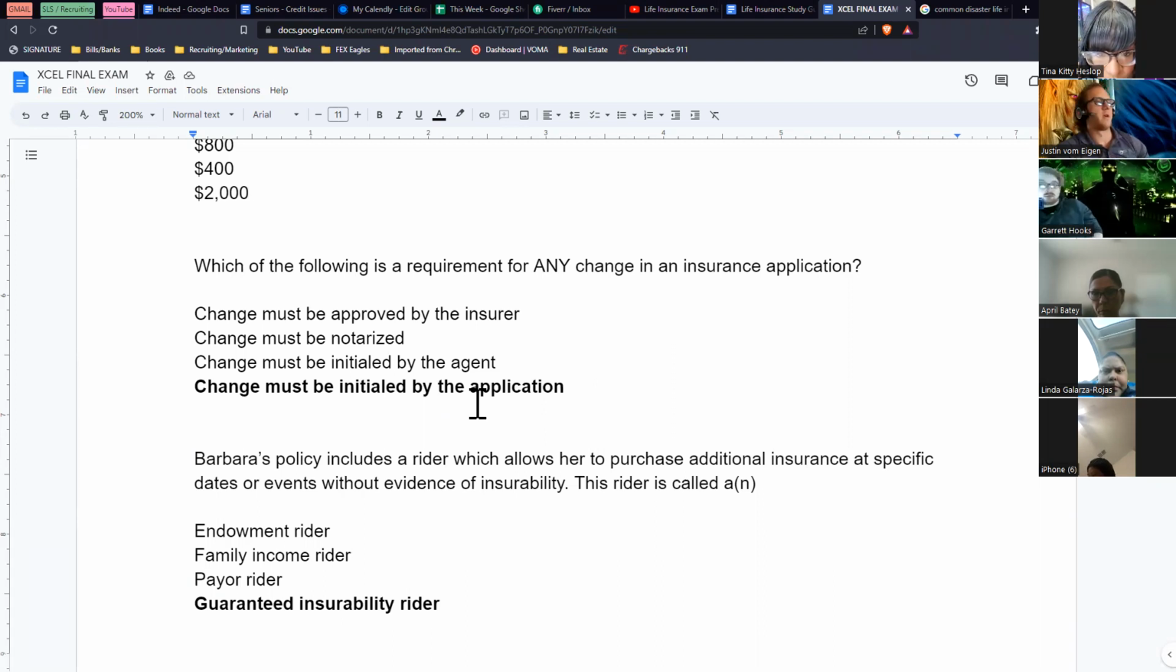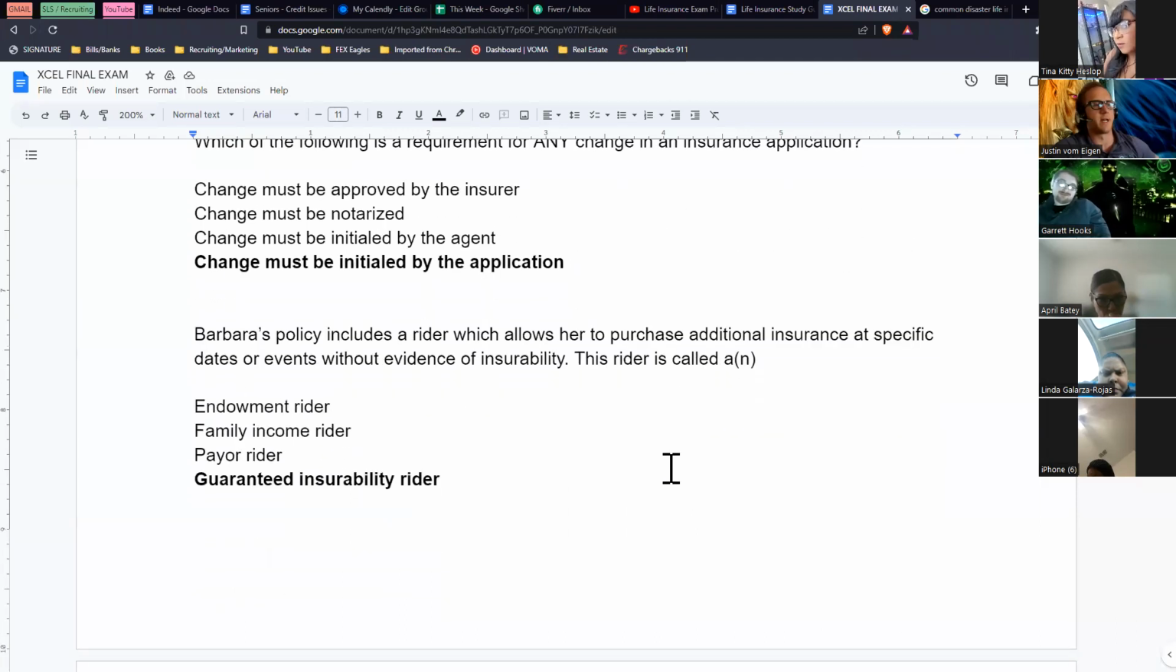Okay. Barbara's policy includes a rider which allows her to purchase additional insurance at specific dates without evidence of insurability. This is a guaranteed insurability rider, okay?